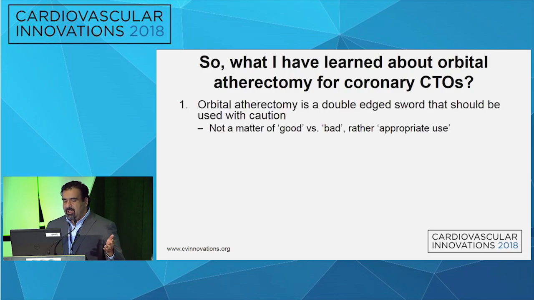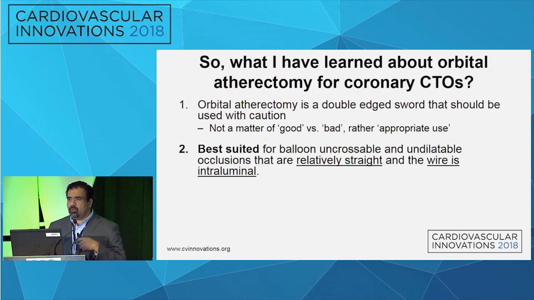These are the lessons. Number one, orbital atherectomy is a double-edged sword that should be used with caution. It's not a matter of being a good technology or a bad technology. It is what it is. It does its job. It's a matter of appropriate use. So what is appropriate use?